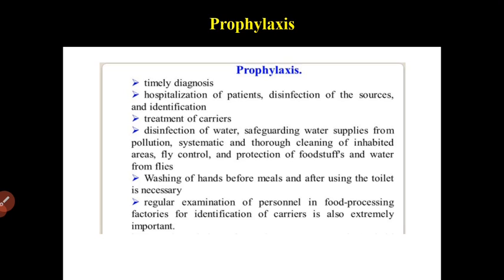Disinfection of water, safeguarding water supplies from pollution, systematic and thorough cleaning of inhabited areas, fly control and protection of foodstuffs and water from flies. Next, washing of hands before meals and after using the toilet is necessary. Regular examination of personnel in food processing factories for identification of carriers is also extremely important. Understood?